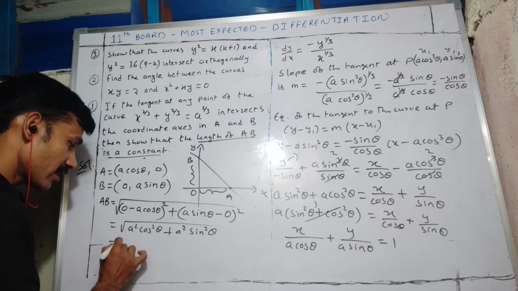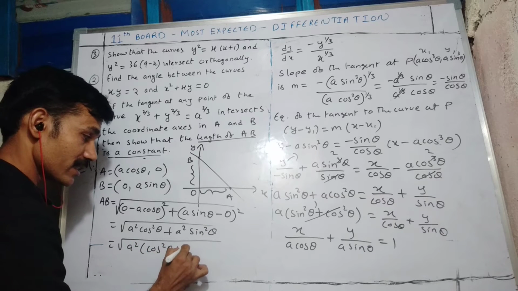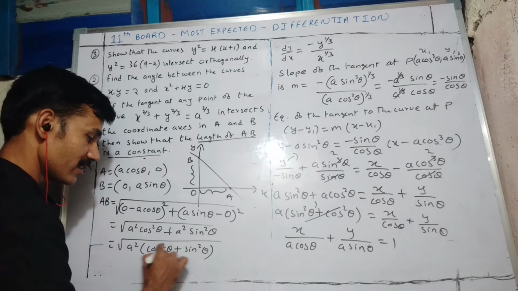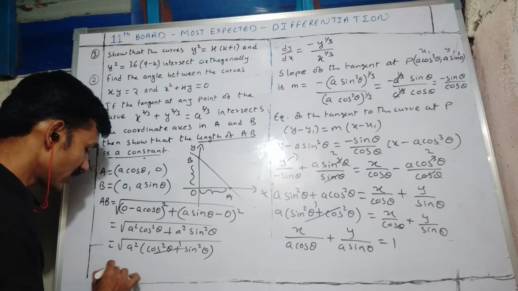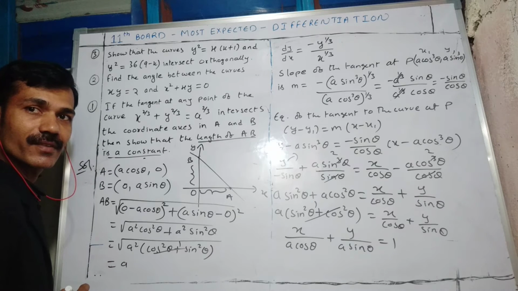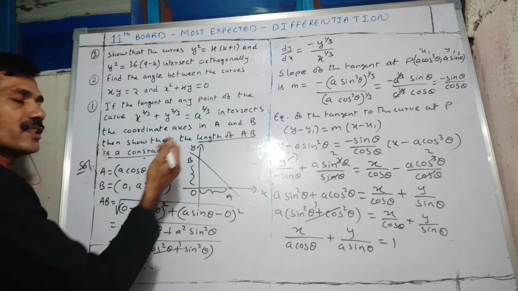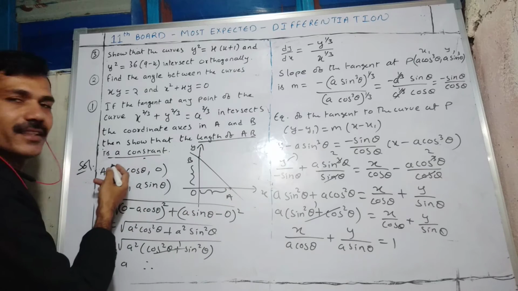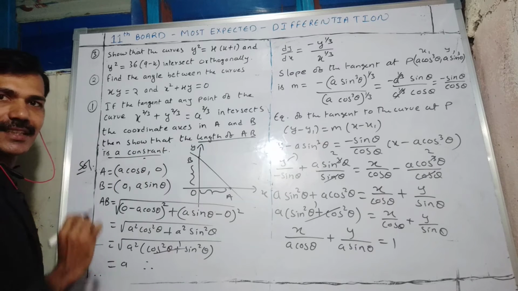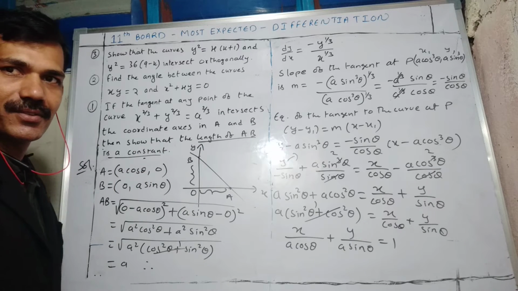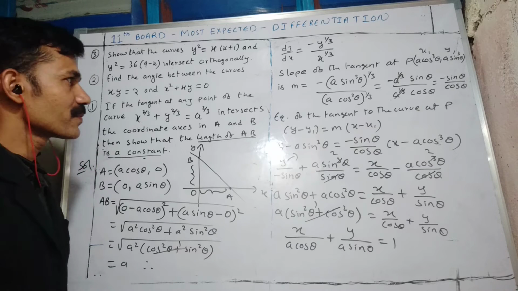A square you can take common. Then what you are going to get: cos square theta plus sin square theta. You can apply the trigonometric identity. Square root of a square, that is nothing but a units. A is a constant. Therefore, hence proved, you can write the length of AB is a constant. Finish, no? Okay. This is a 7 mark question.